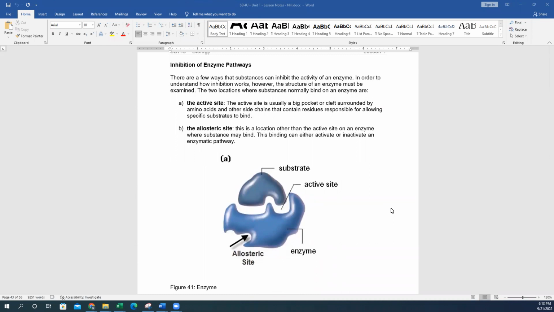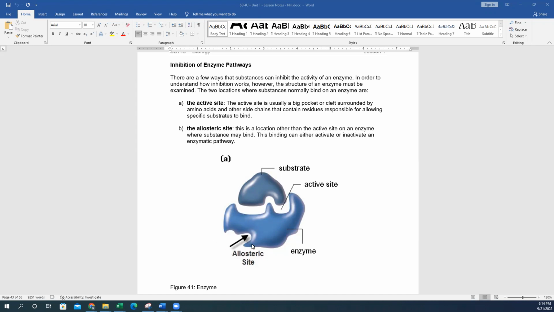Then we discussed the few different ways that the substances that may bring about inhibition or activation can actually affect the rate of the reaction of the enzymes. And to understand how this inhibition actually works, we have to understand the structure of the enzyme and be aware that oftentimes on the enzymes, there are two different distinct binding sites. One is referred to as the active site, and the other important site on an enzyme would be an allosteric site.